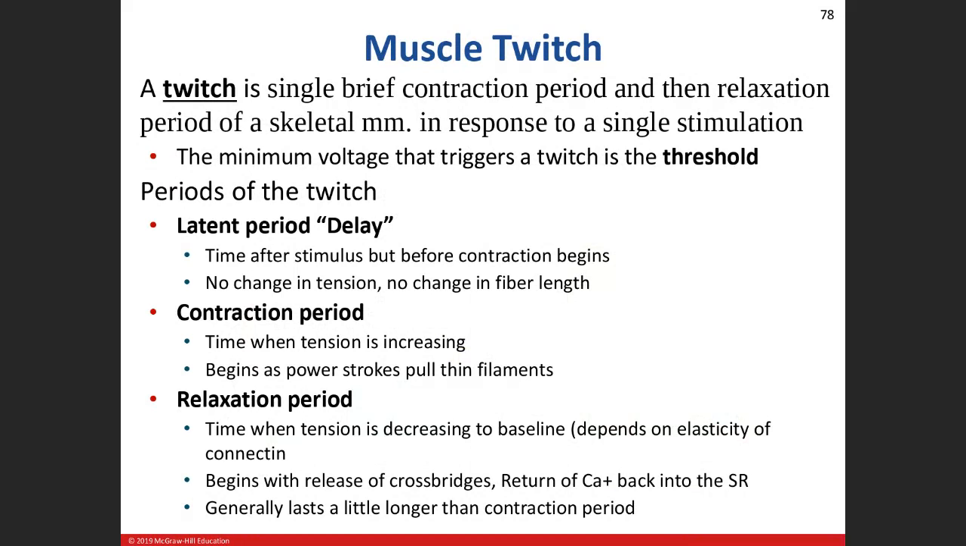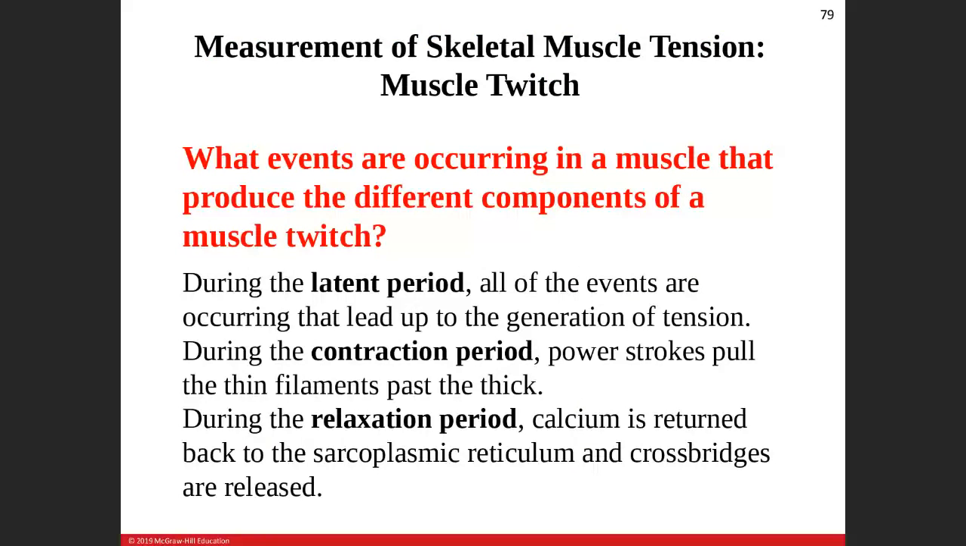All right? Okay. So question for you. What events are occurring in a muscle that produce different components of the muscle twitch? All right, so the latent period, all those events that we talked about leading up to our power stroke contraction. We start to generate our power strokes, moving the thin filament past the thick, then our relaxation, all those steps that we talked about. Okay, we're releasing the cross bridges, right? We're getting rid of calcium out of the sarcoplasm, moving it back into the sarcoplasmic reticulum.